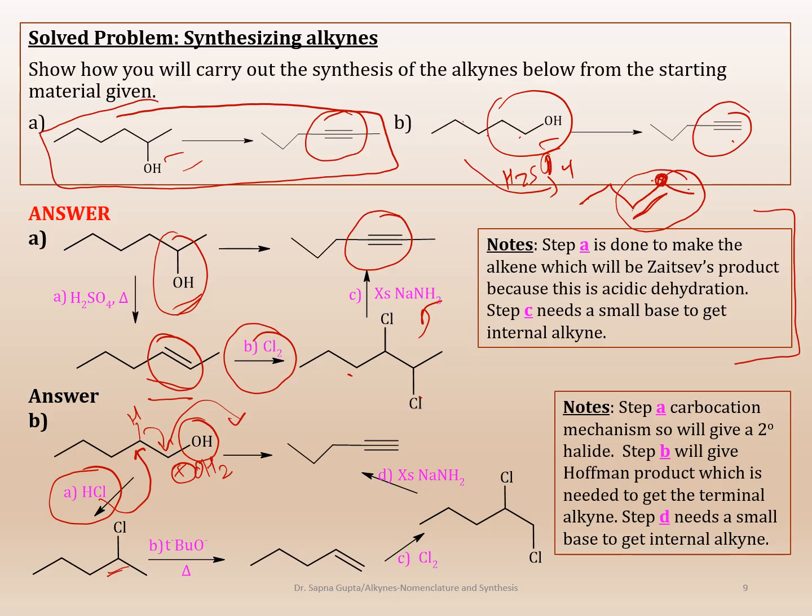Now, once I have this chlorine, I know how to get a terminal alkene from there, which is a Hofmann alkene, by using a bulky base. That I know how to do, and I've done that now. So once I have the alkene, I just have to do the chlorination, and then the elimination. Because the two chlorines are on carbons 1 and 2, there is no other place to form the alkyne than terminal. So I hope you understand how this is all working.